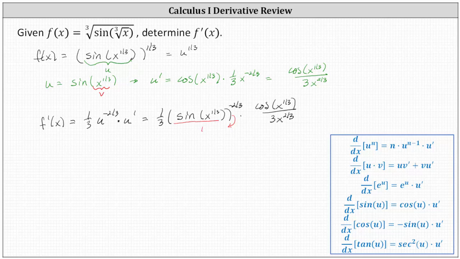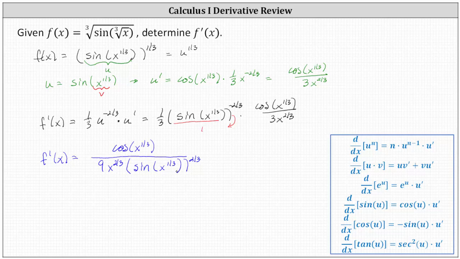So let's write the final derivative function as f prime of x equals, the numerator would just be cosine of x to the 1/3. In the denominator, we have 3 times x to the power of 2/3, which gives us 9x to the 2/3. And then moving sine of x to the power of 1/3 to the denominator, we have the 2/3 power of sine of x to the power of 1/3.